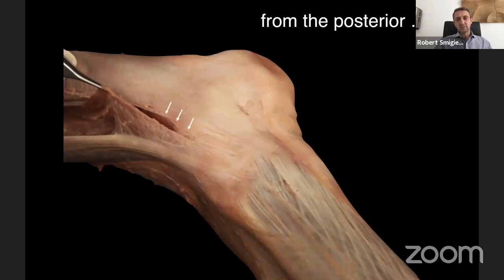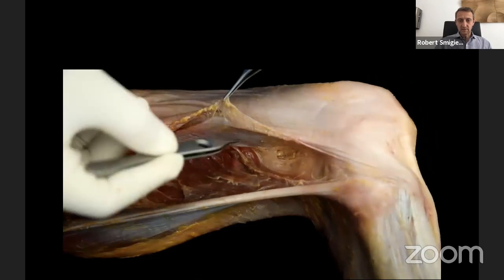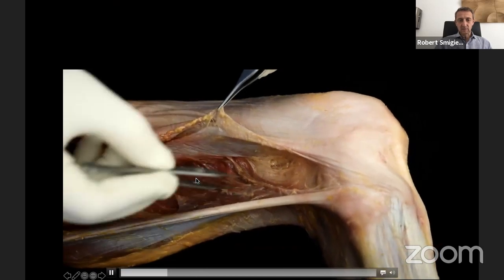Then we go to the next step. I split it from the back. I just split this from the posterior. It looks like I'm going to split the tendon and then the IT band. You can see what happened deep here. This is the septum, the short head of the biceps femoris.